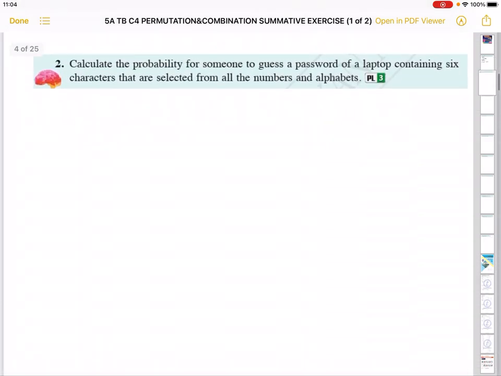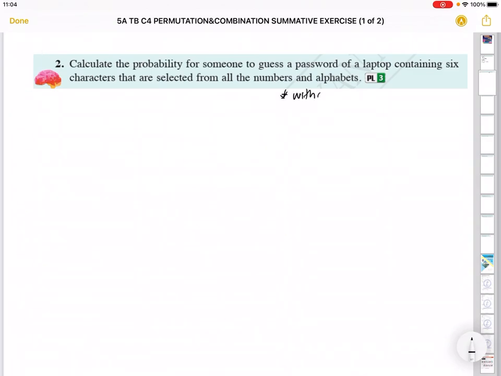All right, moving on to question number 2. Calculate the probability of someone guessing a password of a laptop containing 6 characters that are selected from all the numbers and alphabet. Okay, now here I think the question should mention without repetition, because if you don't mention it, you can have a password with letters that repeat, right? And you know that when it is with repetition, it affects the number of options, the number of permutations. So now let's just draw 6 boxes.